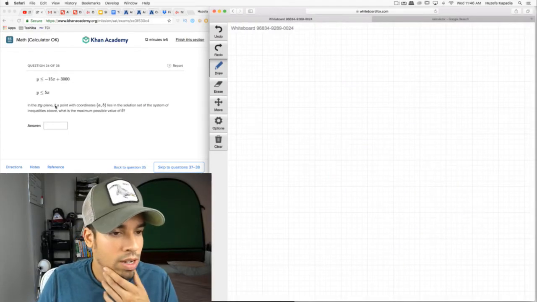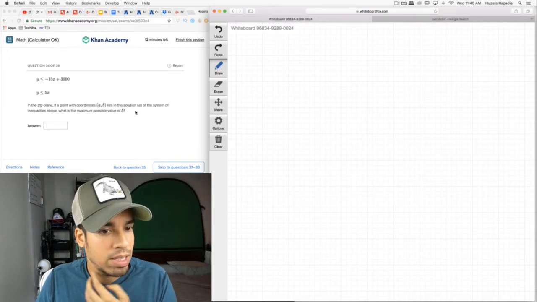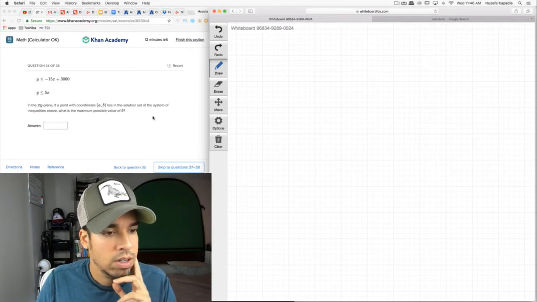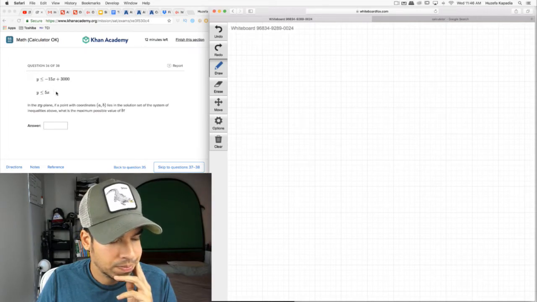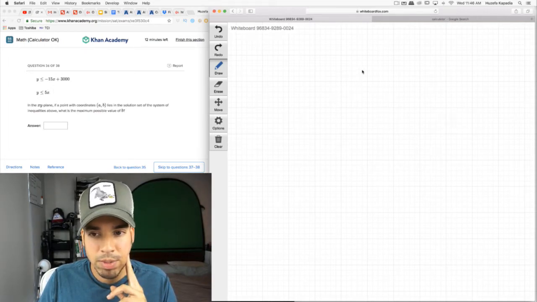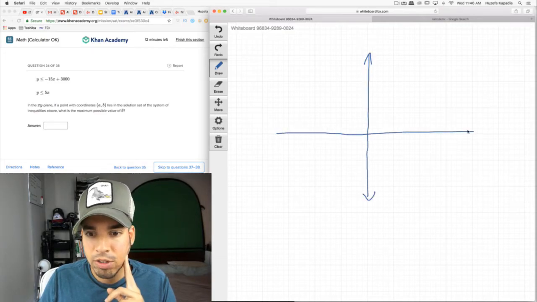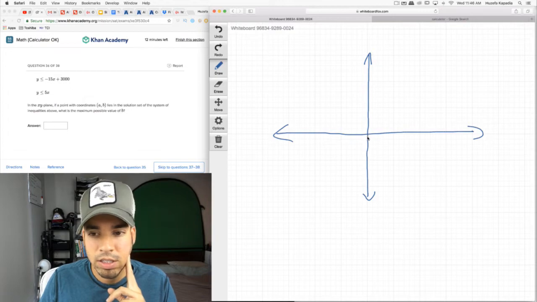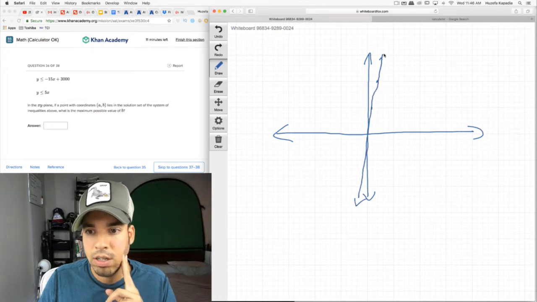3 more problems. Y is less than this. Y is less than this. If a point with coordinates a, b lies in the solution set of the system, what is the maximum possible value of b? Okay. Let's think about this for a second. I'm just going to graph it just to give me an idea. Less than or equal to 5x. So it's a slope of 5. So we'd be like this. And it's everything less than this.